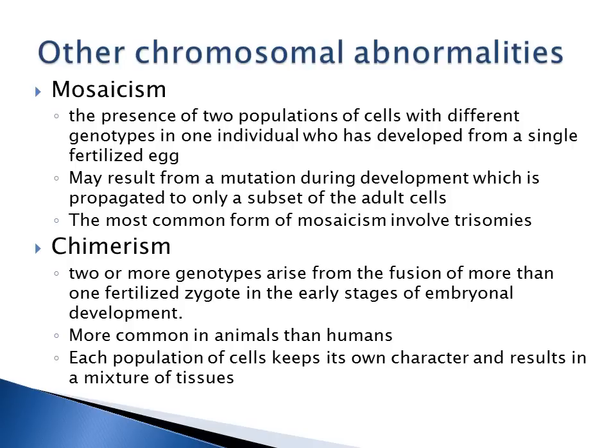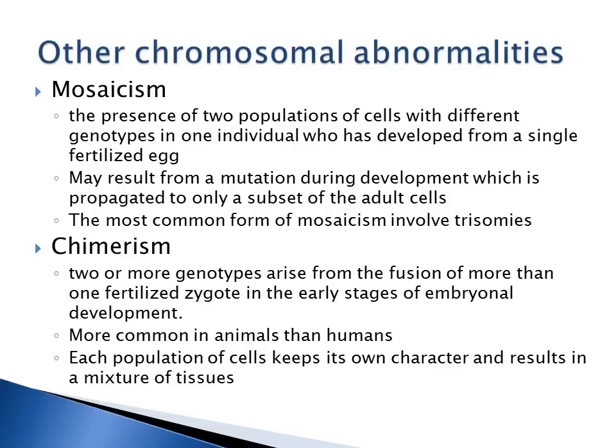Other chromosomal abnormalities, and we already talked about these two, are mosaicism and chimerism. So remember, mosaicism is the presence of two populations of cells with different genotypes in one individual that's developed from a single fertilized egg. And this can result from a mutation during development and is propagated to a subset of adult cells. And the most common mosaicisms involve trisomies.